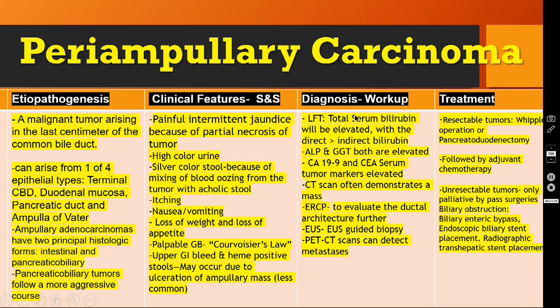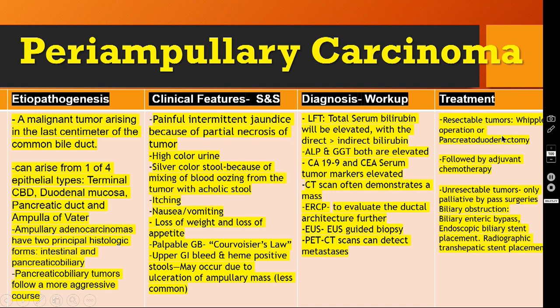Workup is again LFT. Total serum bilirubin will be elevated with the direct more than indirect. Both ALP and GGT are elevated. CA19-9 and CEA are the serum tumor markers for both periampullary carcinoma and carcinoma head of the pancreas. CT scan also can demonstrate a mass in the duodenum. ERCP, you have to evaluate the ductal architecture further. EUS guided biopsy also you can do. PET CT scan can detect metastasis elsewhere.